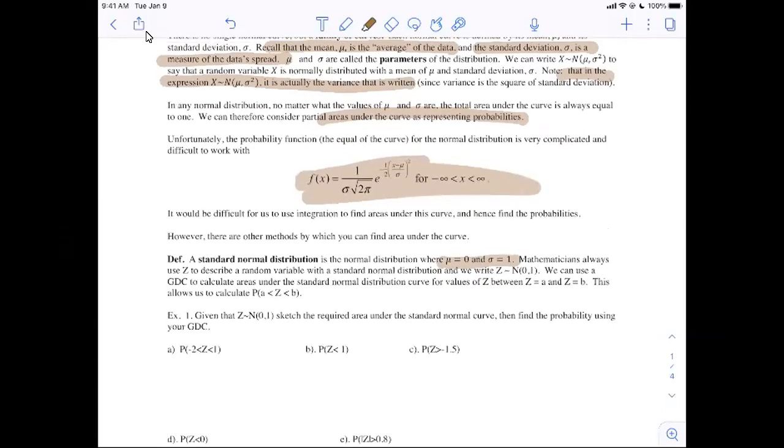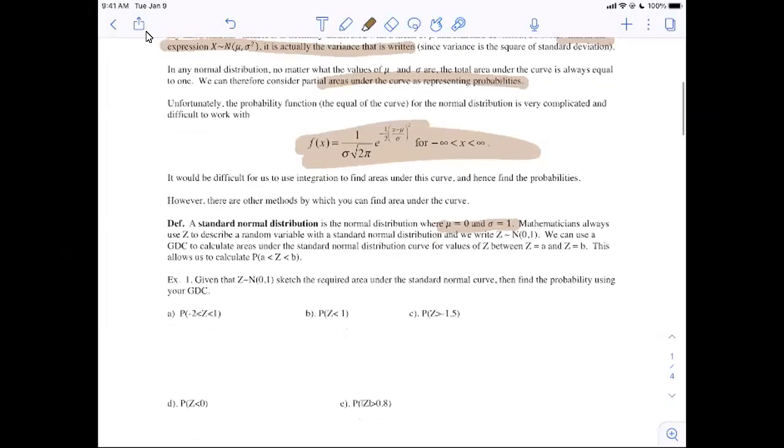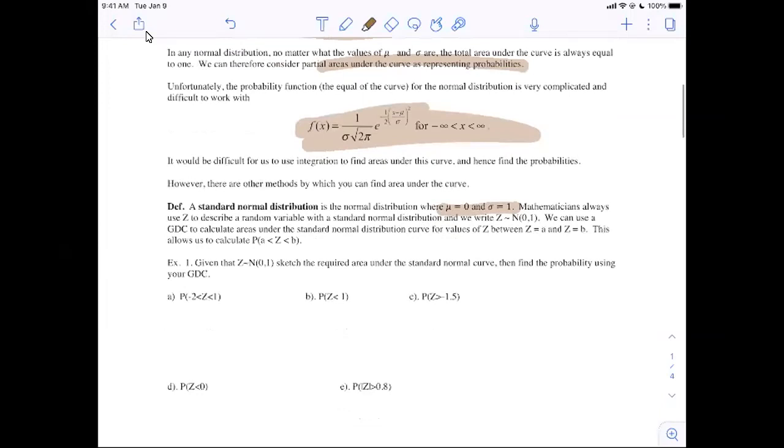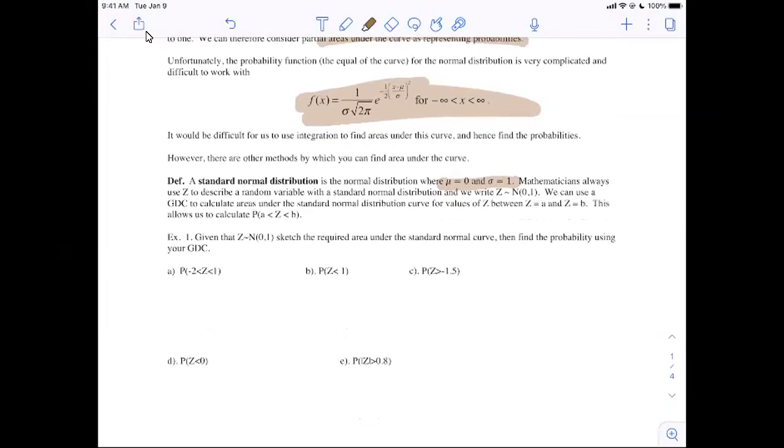And we write that Z is normally distributed, N, with a mean of 0 and a standard deviation of 1. We can use our graphing calculator to calculate the areas under the standard normal distribution curve for values of Z between Z equals A and Z equals B. This allows us to calculate then the probability of Z between A and B.